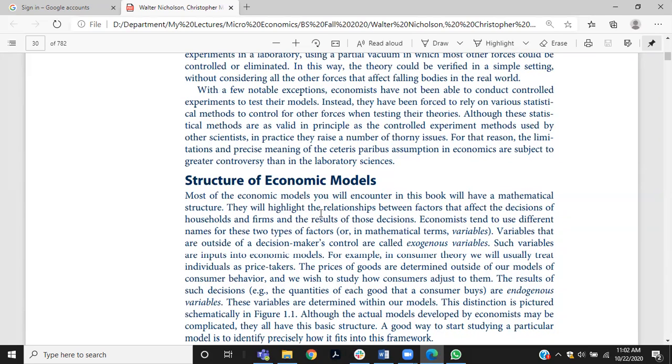Most of the economic models you will encounter in this book will have a mathematical structure. They will highlight the relationship between factors that affect the decisions of households and firms and the results of those decisions. Economists tend to use different names for these two types of factors.